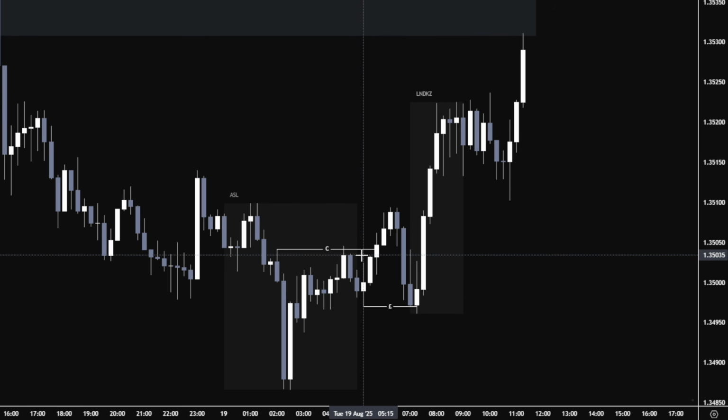We didn't really react to any points of interest. We more so just wick rejected out the range low, and then the M1 had shifted bullish and provided long opportunities to the upside.